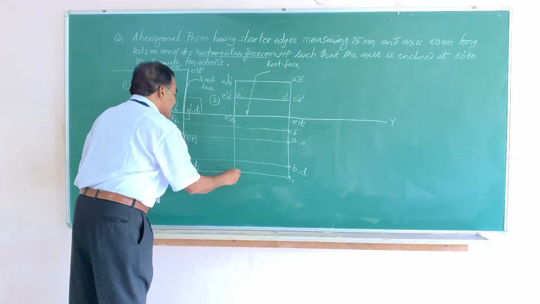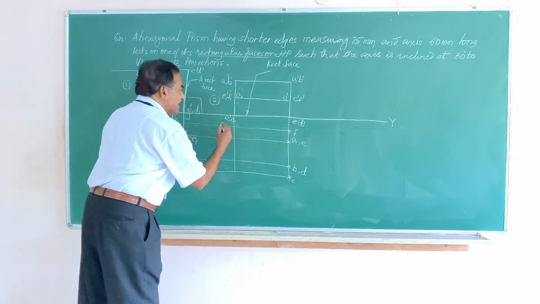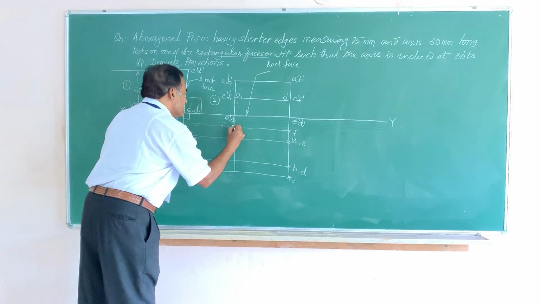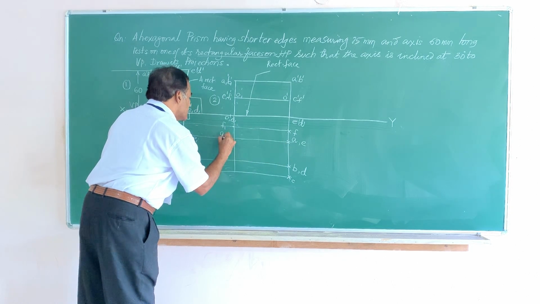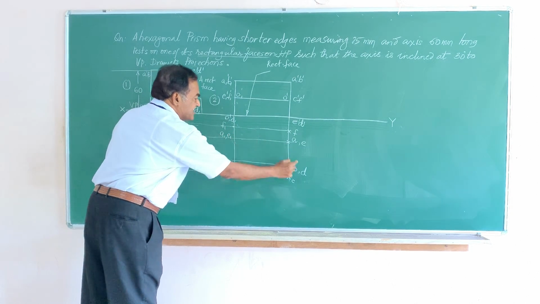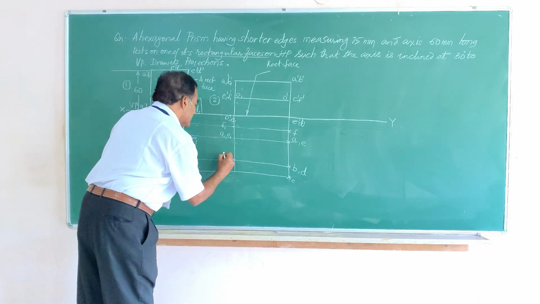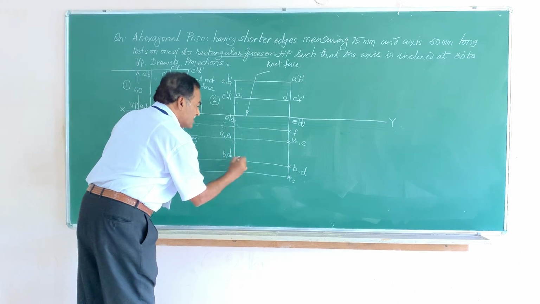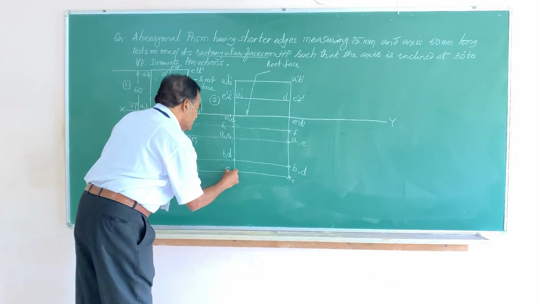Draw a projector from there and mark this. Below this you will have F1. Then this will be A1 comma E1 for the bottom face. Similarly here you will be getting B1 comma D1. The last line is C1.